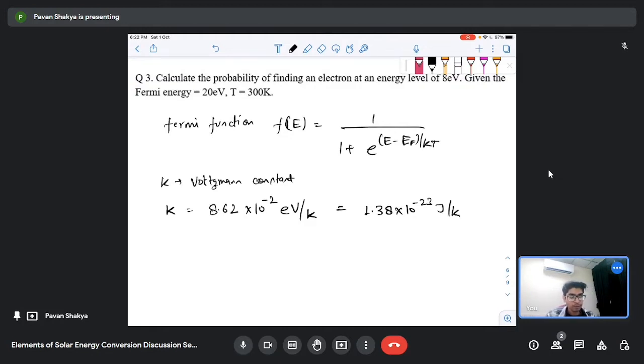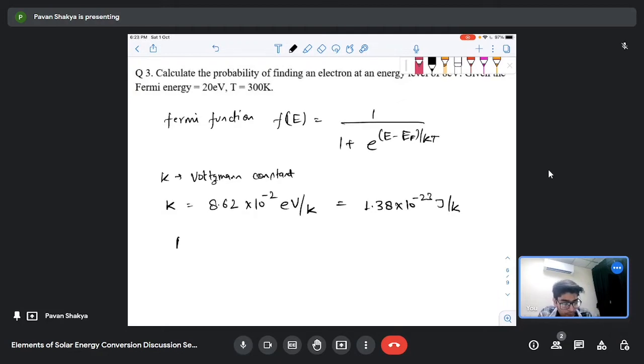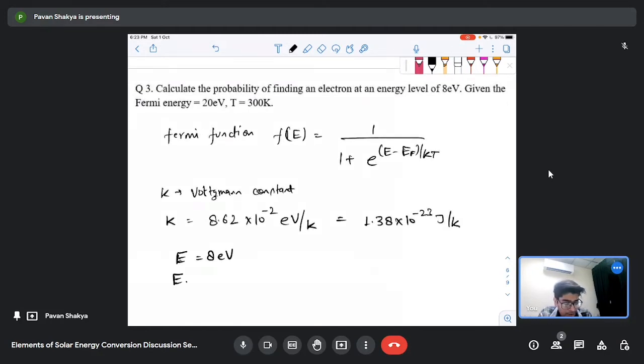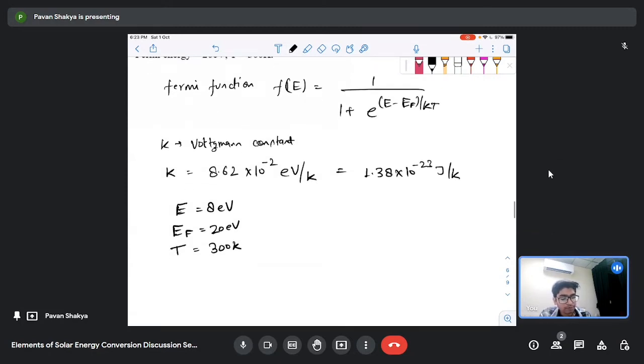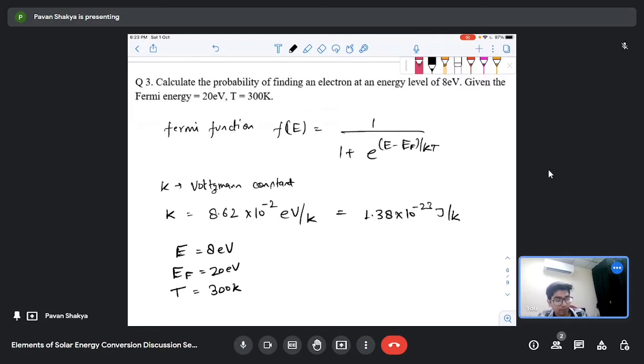Okay, so in the problem it has been asked that we have to find the probability for the electron at an energy level of 8 electron volt. So in this problem E is given as 8 electron volt, and the Fermi energy level, that is EF, is given as 20 electron volt. The temperature is given as 300 Kelvin. So now with this formula we can calculate the probability of an electron in the energy level of 8 electron volt.